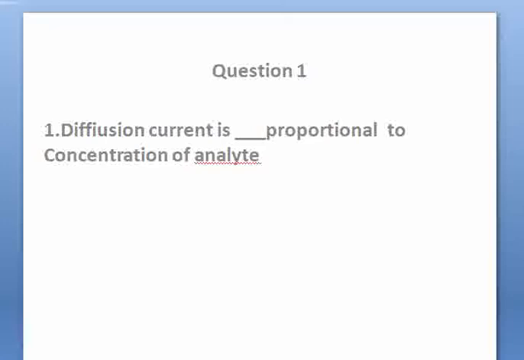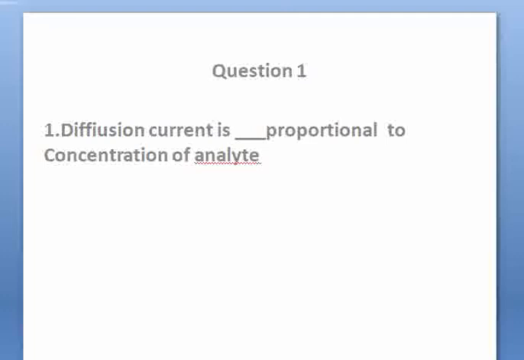The first question: the diffusion current is dash proportional to the concentration of the analyte. This is from the analytical techniques. Second part, from the second part only we have taken some important key point questions.